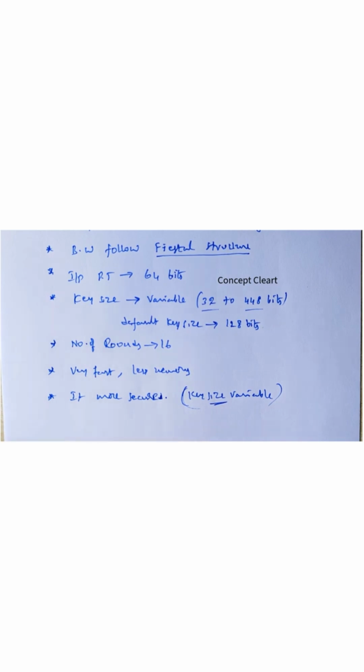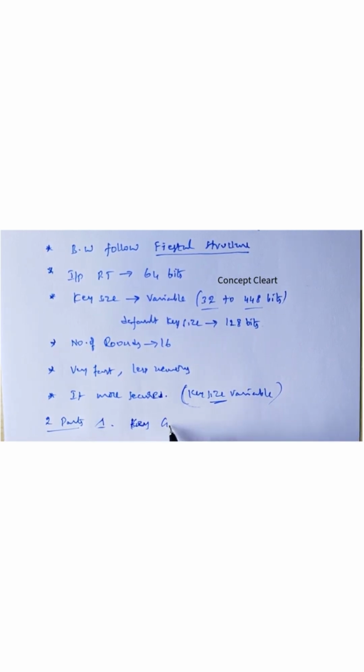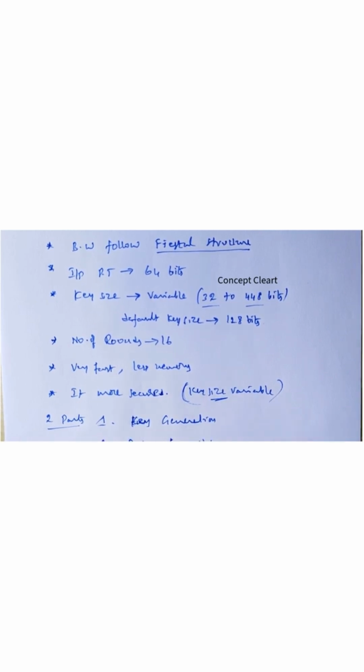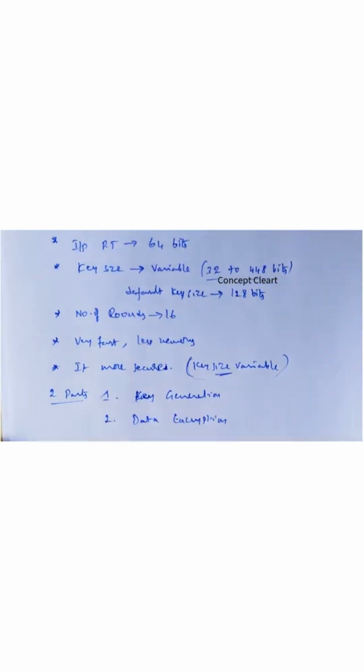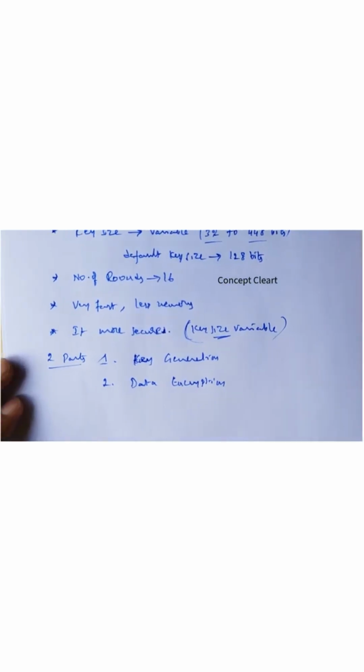Okay, clear? Here, the Blowfish algorithm contains two parts. What are the two parts? The first one is key generation, and the second one is data encryption. We will see them one by one: what is key generation and what is data encryption. First we will see key generation.